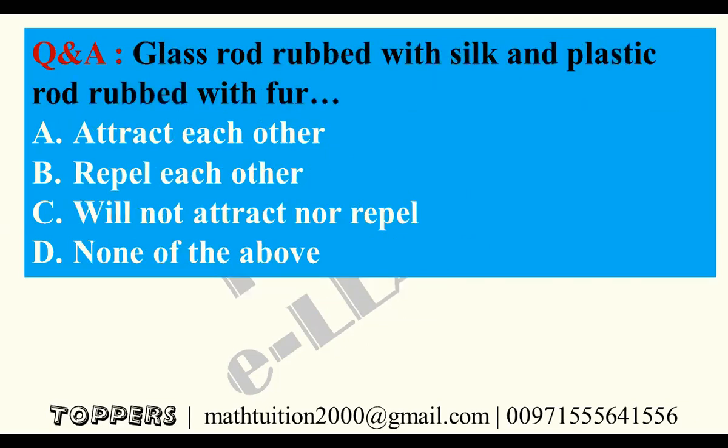One more question. A glass rod is rubbed with silk and a plastic rod is rubbed with fur. Option A, attract each other. Option B, repel each other. Option C, will not attract nor repel. Option D, none of the above. Tell me the correct answer. Right, so A is the correct option.